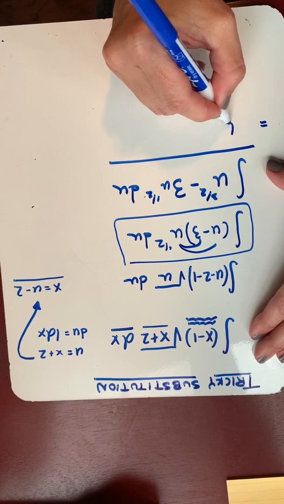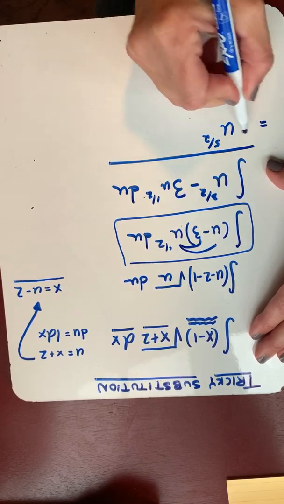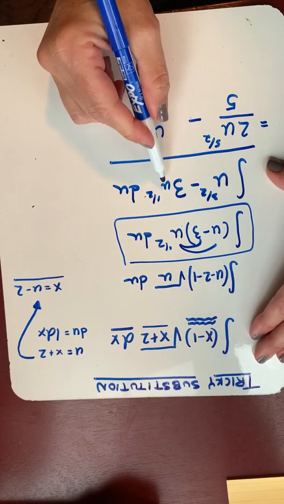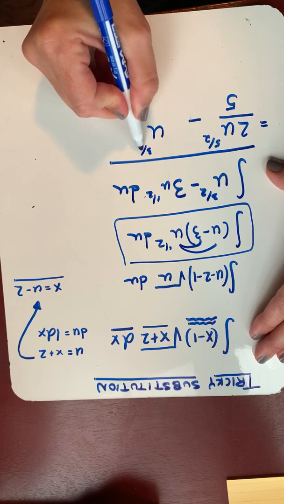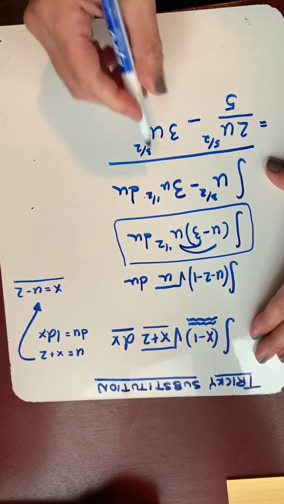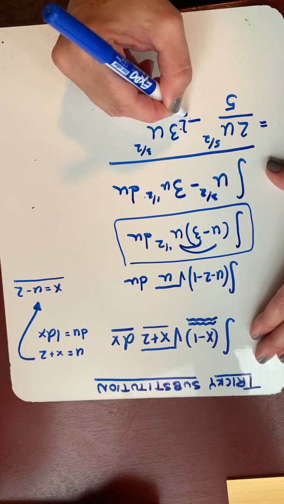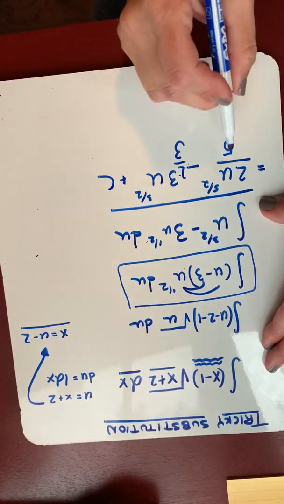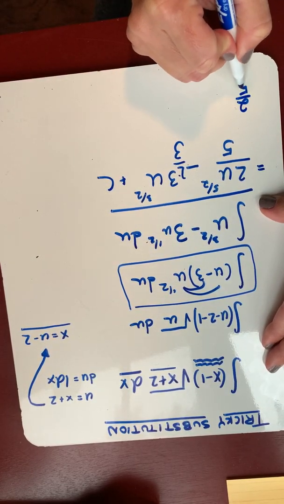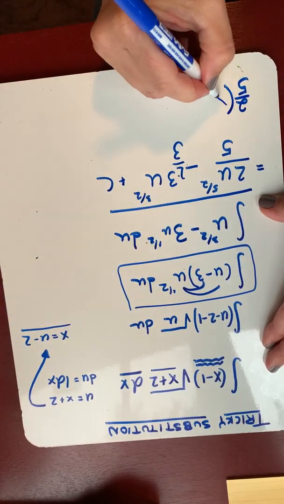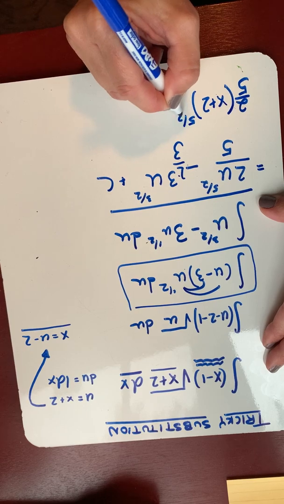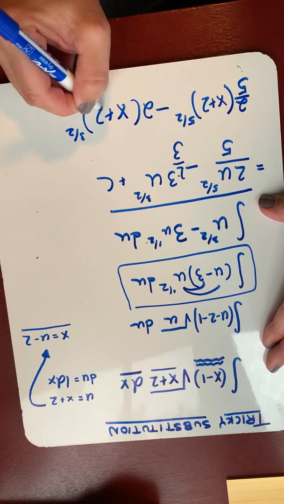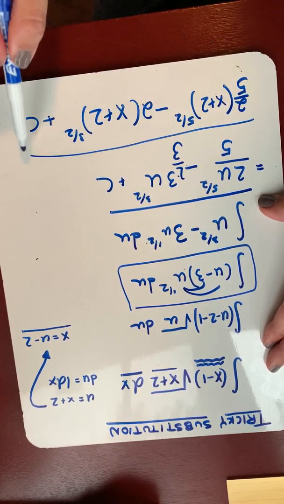So the integral of u to the 3/2 is u to the 5/2 divided by 5/2 or times 2/5 minus 3u to the 1/2 will be 3u to the 3/2. Instead of divided by 3/2, it's going to be multiplied by 2/3 plus c. So let's put this a little bit together and make it look better and put my u's back in. So we're going to have 2/5 times, go back to my u, x plus 2 to the 5/2 minus, reduce this to x plus 2 to the 3/2 plus c. There is my final answer.